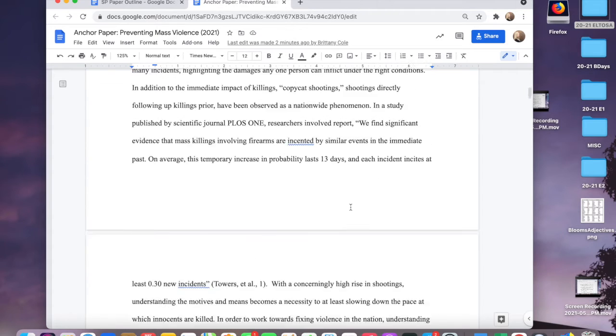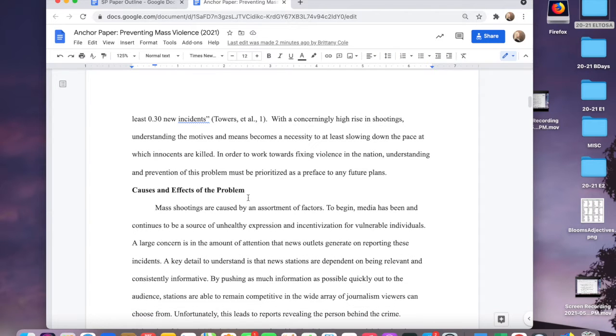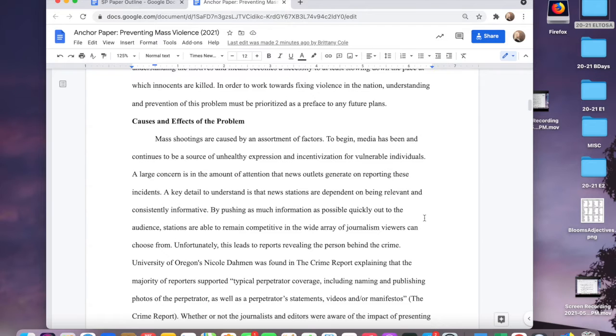So this essay has very clearly laid out its sections. So we have causes and effects of the problem. So I'm going to go ahead and start reading this section. Mass shootings are caused by an assortment of factors. To begin, media has been and continues to be a source of unhealthy expression and incentivization for vulnerable individuals.